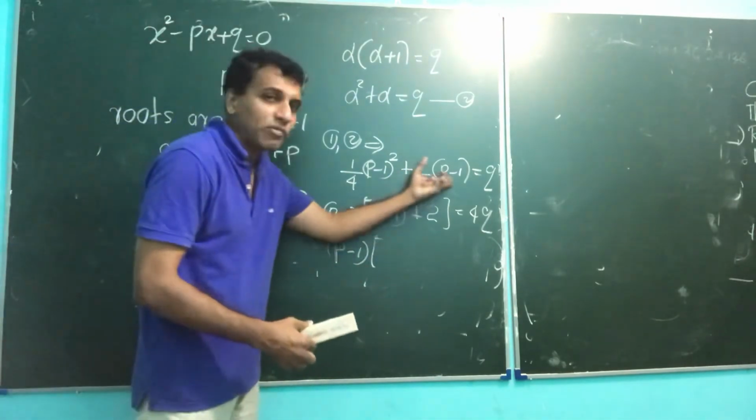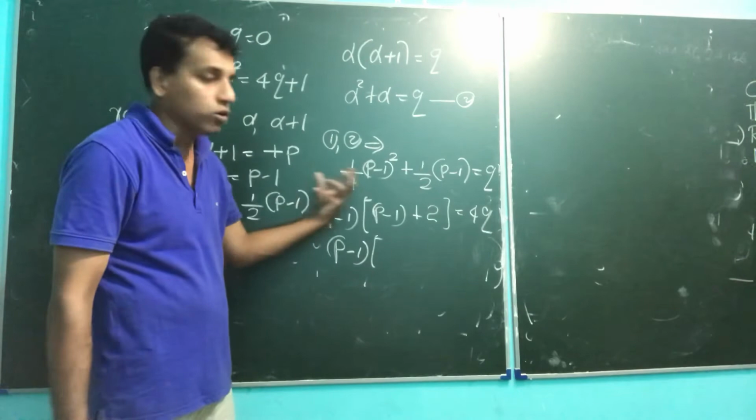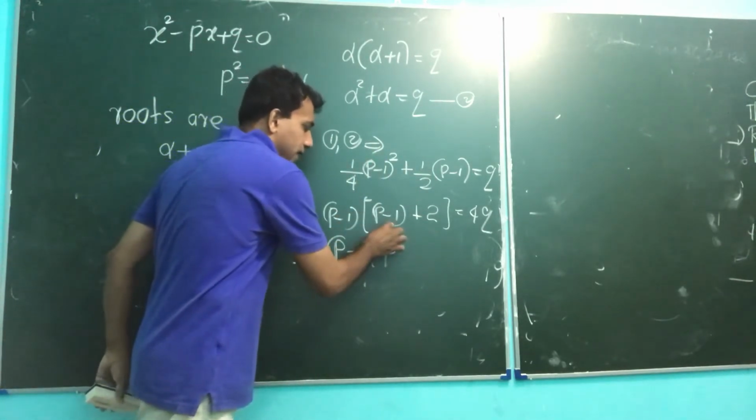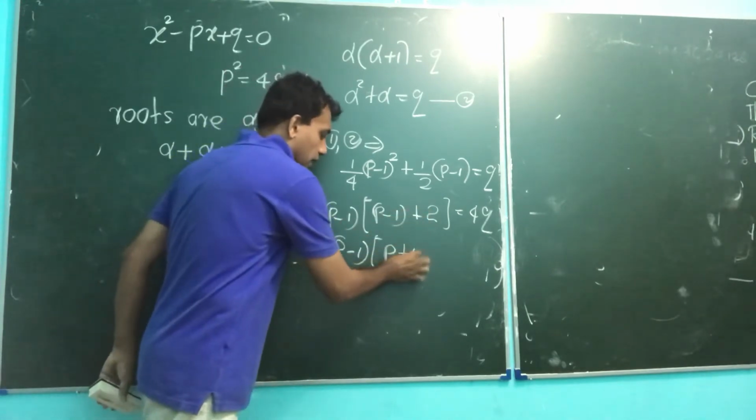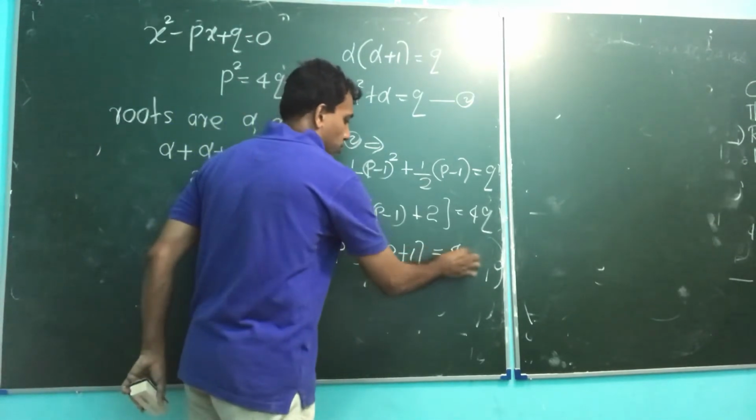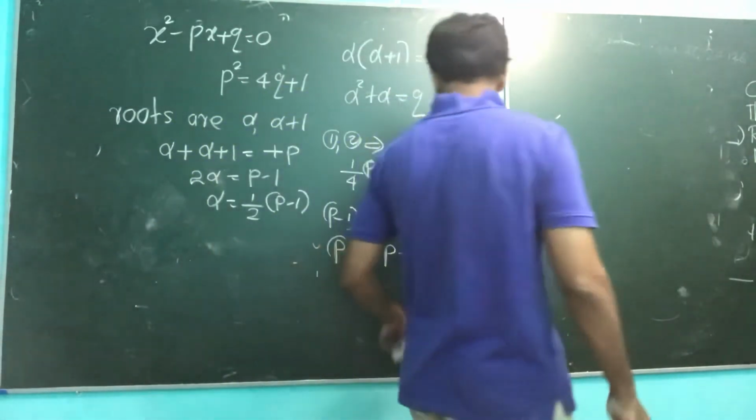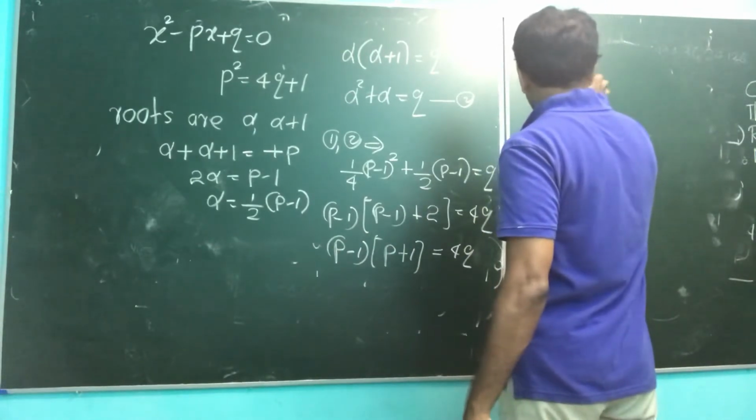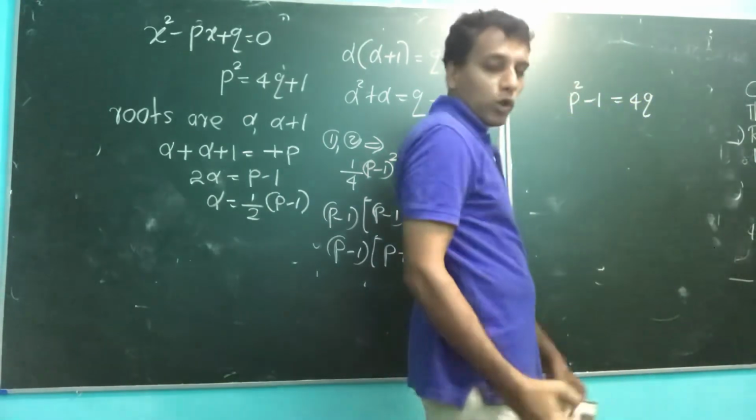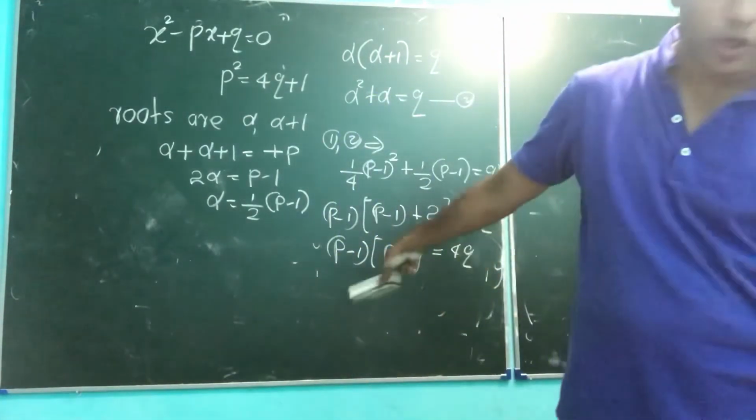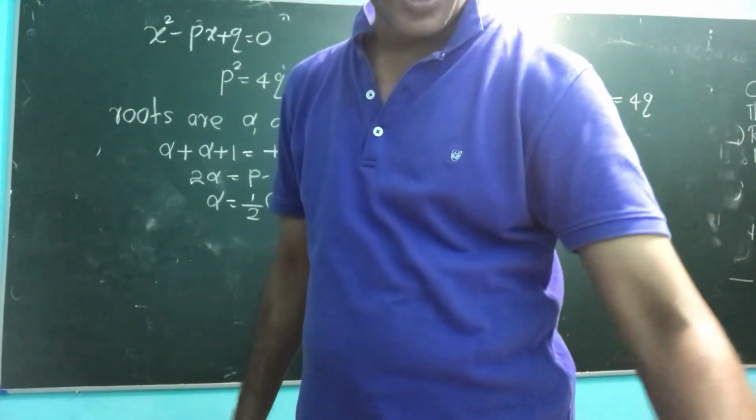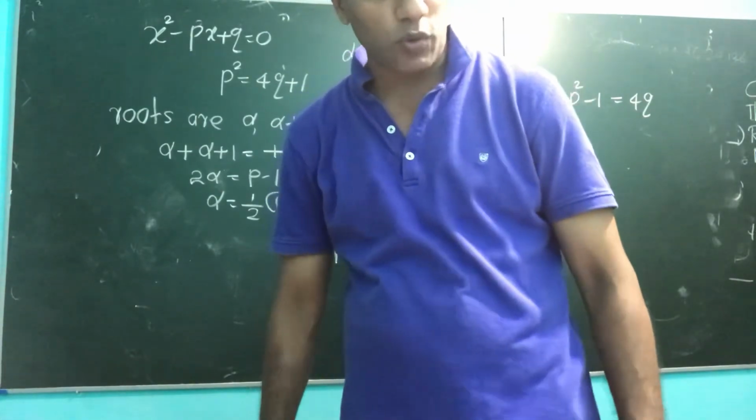See, I took the common factor, take p minus 1 out, right? So what is that here? P minus 1 plus 2 plus 1, okay, minus 2, 1 plus 2 is plus 1, that's equal to 4q. So therefore p minus 1 times p plus 1 is p square minus 1 equal to 4q, and then you have the answer: p square equal 4q plus 1, right?